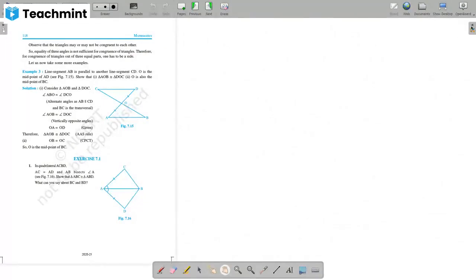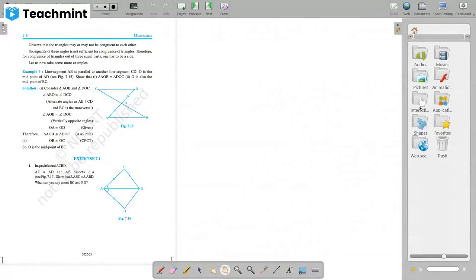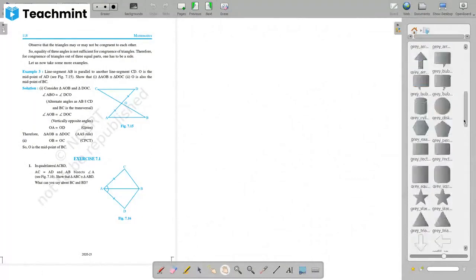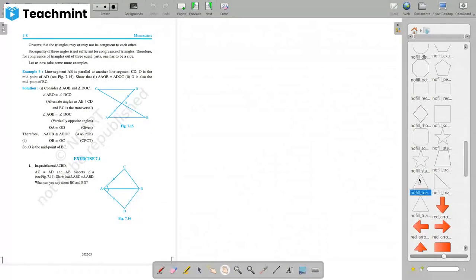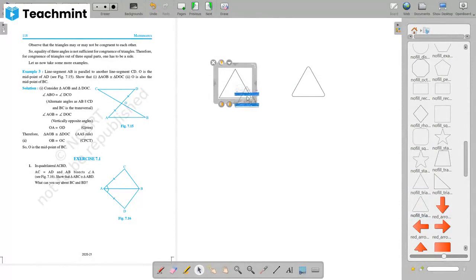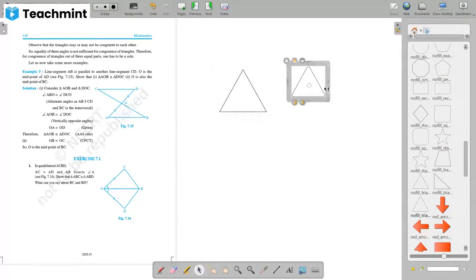Can anyone explain the meaning of this line? Ma'am, if it will make a congruence, there will be a rule like a congruence criterion. Yes, so we should have one side always. This AAA is not a congruency criterion, because it is possible that all three angles are the same but the size may be different.